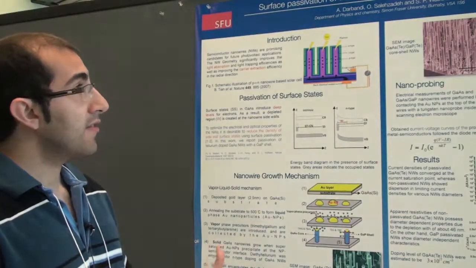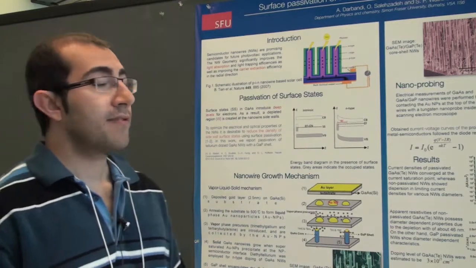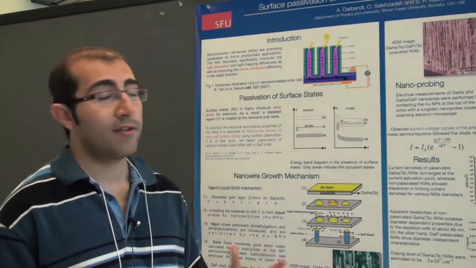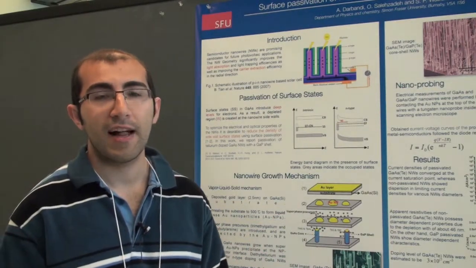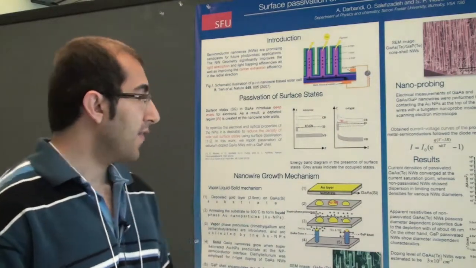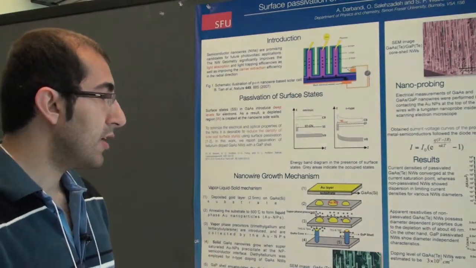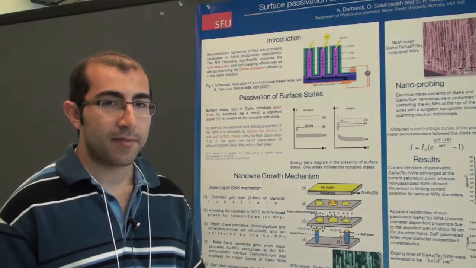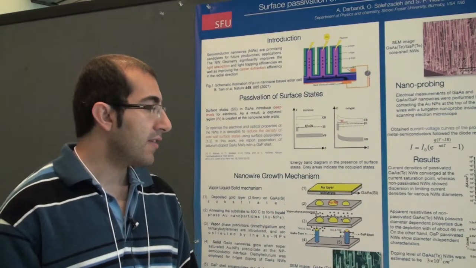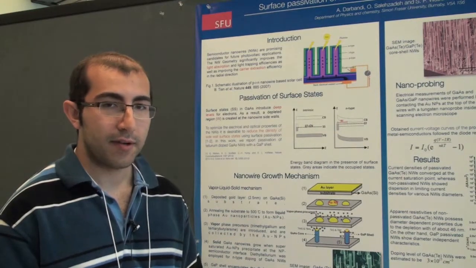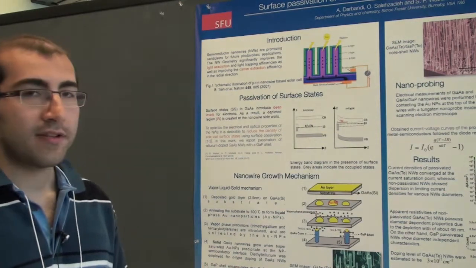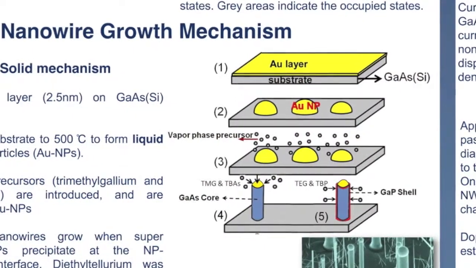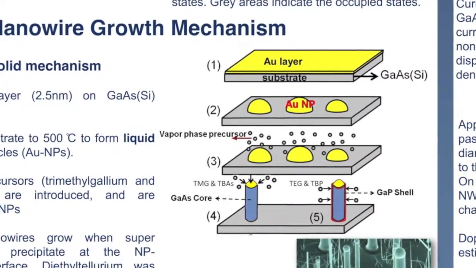And for this research, we passivate the gallium arsenide nanowires with gallium phosphide shell. And the growth technique is we use gold catalyst on a gallium arsenide substrate. So we heat the substrate up to 400 degrees and gold nanoparticle forms on the substrate.